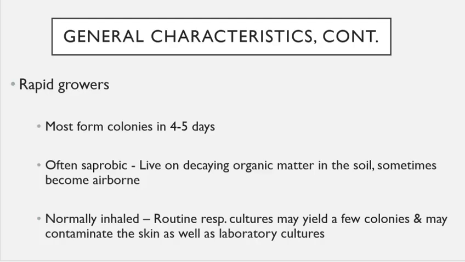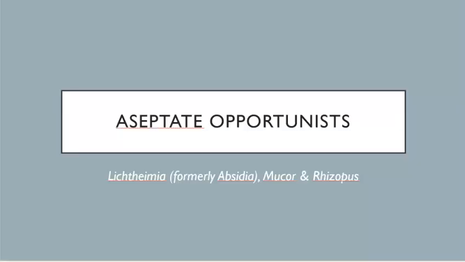Most often, these fungi are saprobic, living on decaying organic matter in the soil, and sometimes can become airborne. These fungi are normally inhaled, so they can show up in routine respiratory cultures and may yield few colonies. They may also contaminate the skin as well as other laboratory cultures. Our opportunistic fungi can be further divided into either aseptate or septate fungi. Let's first talk about aseptate opportunistic fungi.